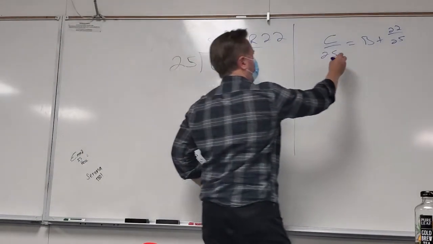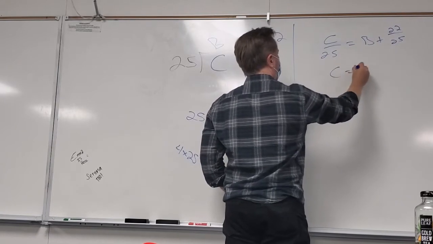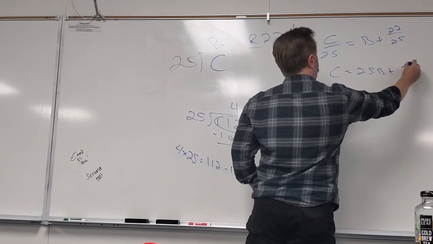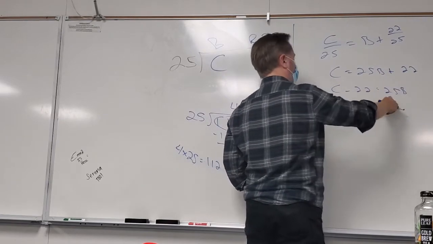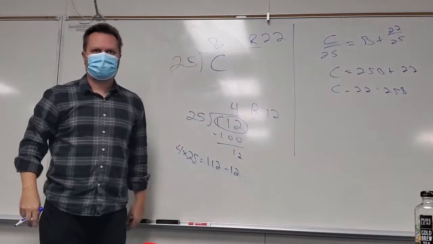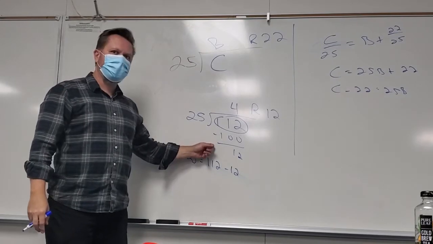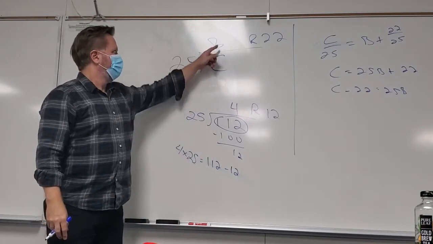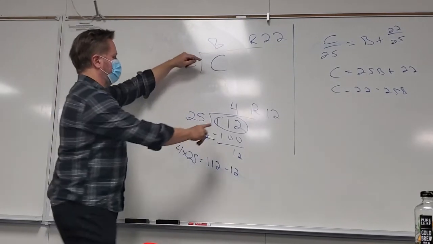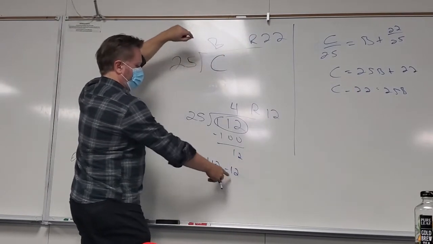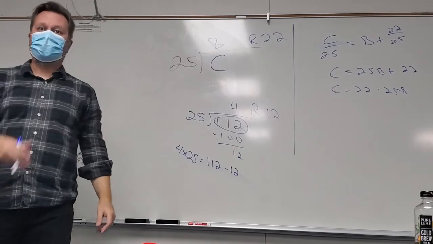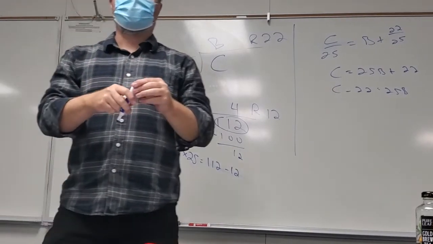But all you have to do here is multiply everything by 25 and then subtract 22, and then there you go. 25 times b is c minus 22. Yeah, that's what I got. That's exactly what we get here also. b times 25 must be the thing inside minus the remainder. Done. Less work even.